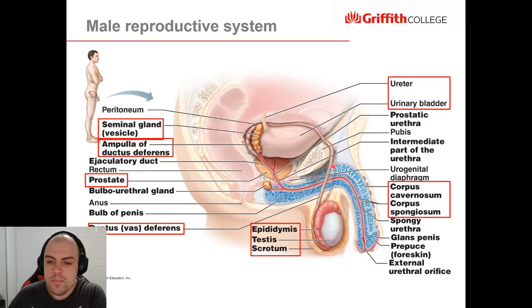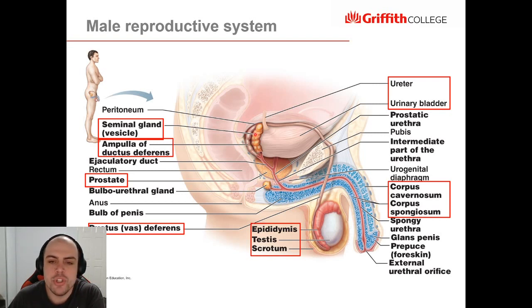Now, as we move through our vas deferens, we've then entered this widening area here. This is the ampulla. We notice there's a bit of a junction here. What we have here that's connected to this junction and is sitting next to the ampulla, this is the seminal gland.